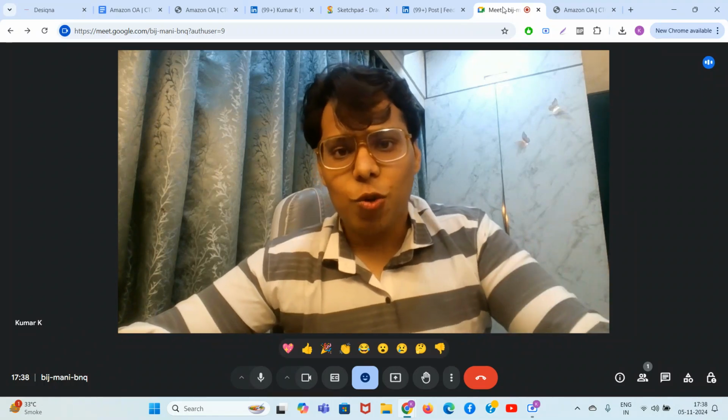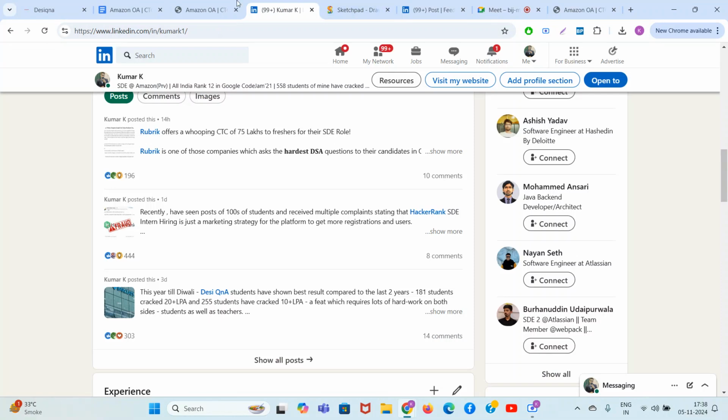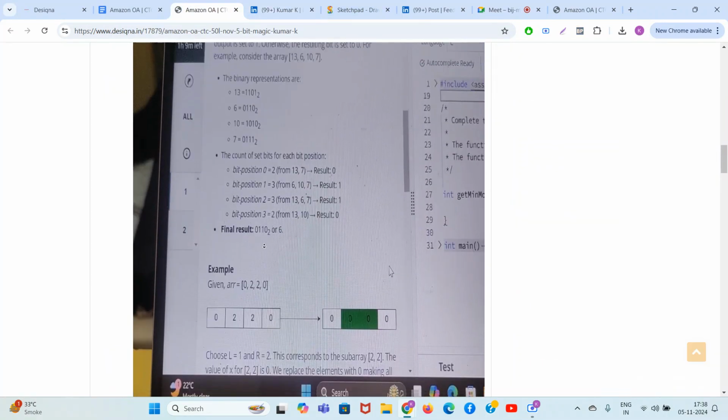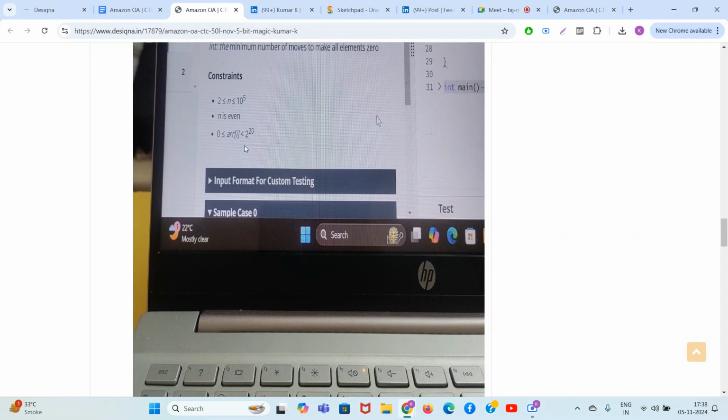Okay, so why? Because it's given in the question. In the question it's given that each number in the array is always less than 2 raised to 20.